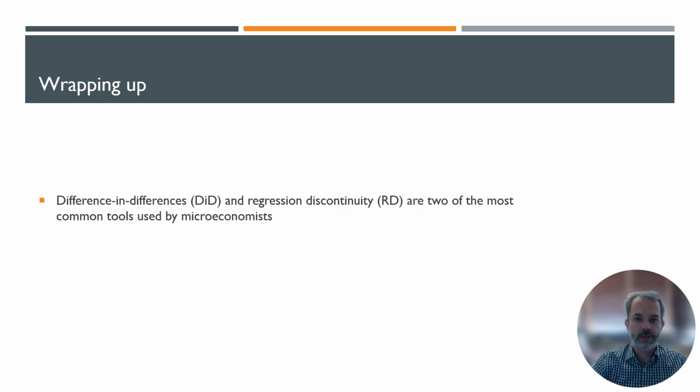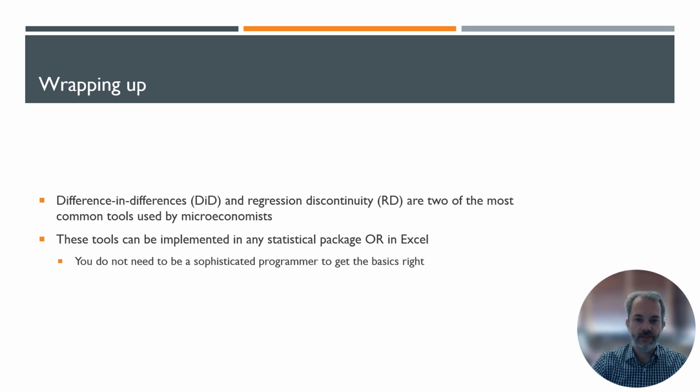So to summarize, difference in differences and regression discontinuity are two of the most common empirical tools in microeconomics. They're both relatively easy to do in either a statistical package or Excel, and you don't need to do any fancy programming to get the basics right.